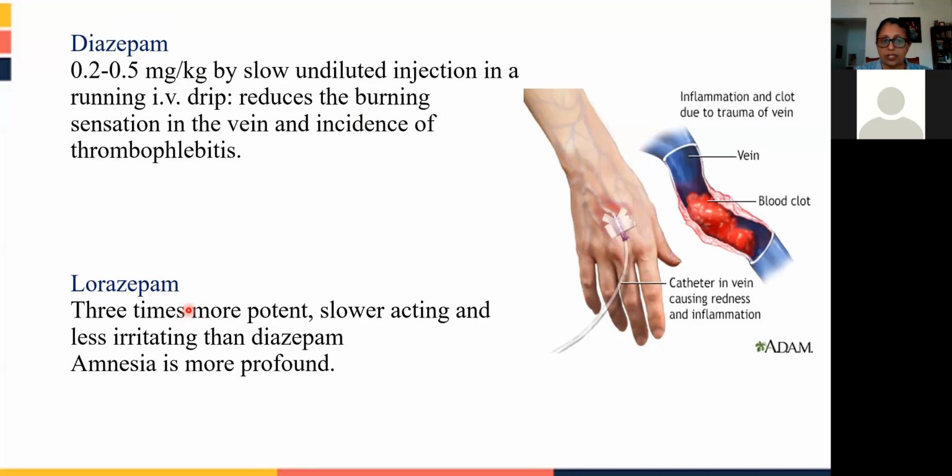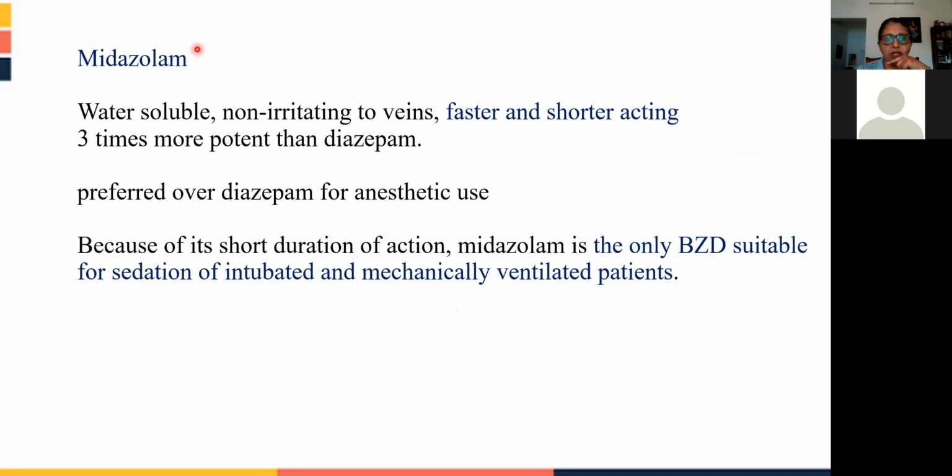Another benzodiazepine is lorazepam. Lorazepam is more potent than diazepam. And I told you that diazepam should be given in an IV drip, but lorazepam is not irritating, and it won't cause thrombophlebitis. It can be given directly. But if you want, you can give it in an IV drip also. Both diazepam and lorazepam can cause amnesia. Amnesia means memory loss.